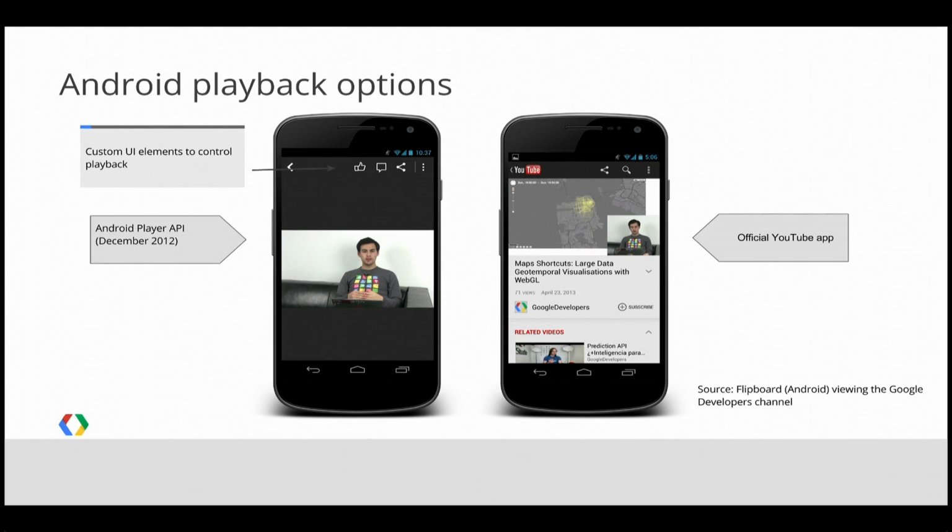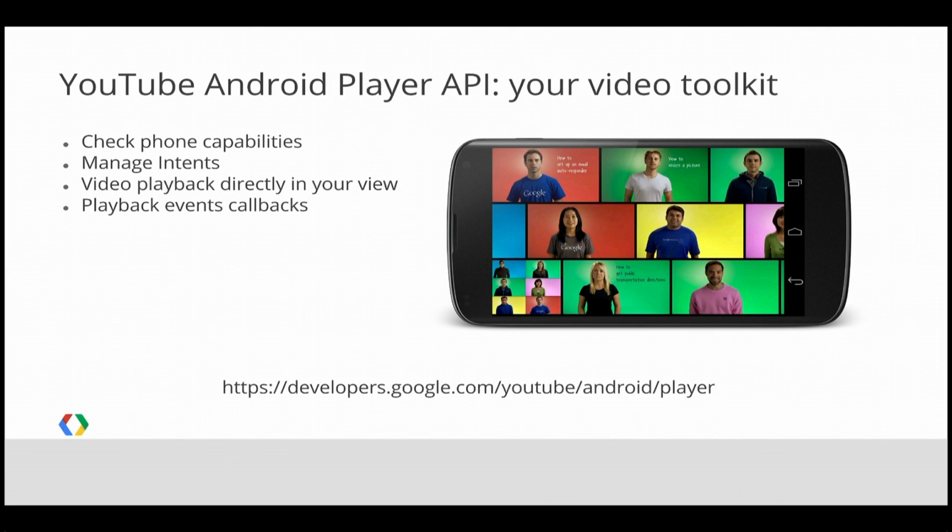Now, on Android devices, we have a few more options. On Android, we have one more option. We have the Android Player API, which released in December 2012. So if you haven't heard about this yet, definitely check it out, because the Android Player API is your video toolkit for working with YouTube.